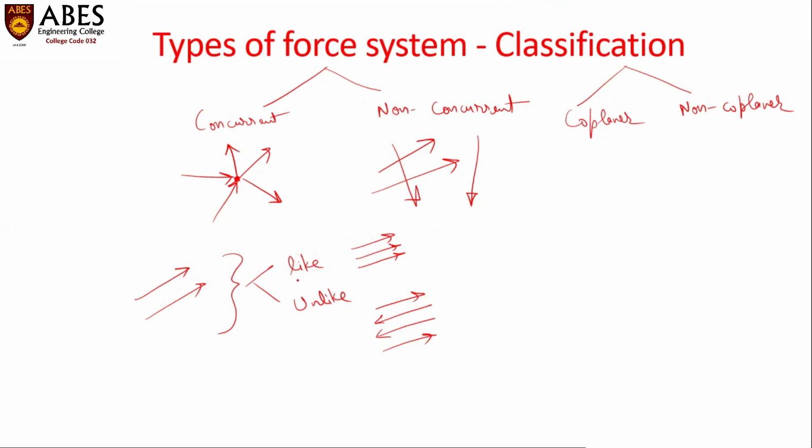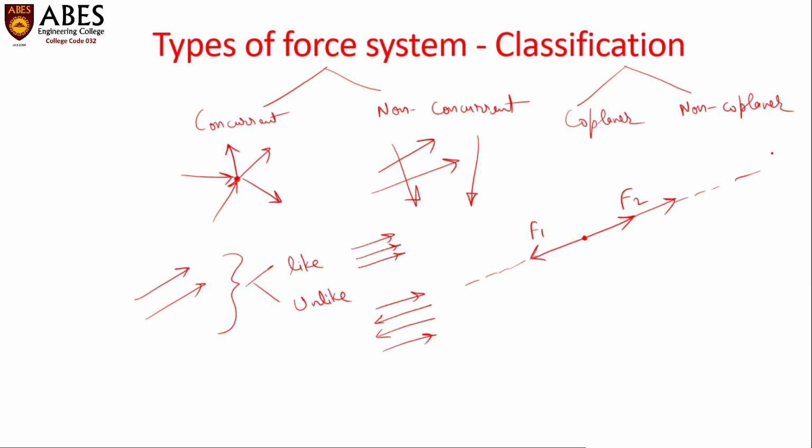We can classify one more type of force system in which the forces have the same line of action. These two forces, F1 and F2, have the same line of action. This is called a collinear force system. It may be two or more than two forces having the same line of action. So this is called a collinear force system.